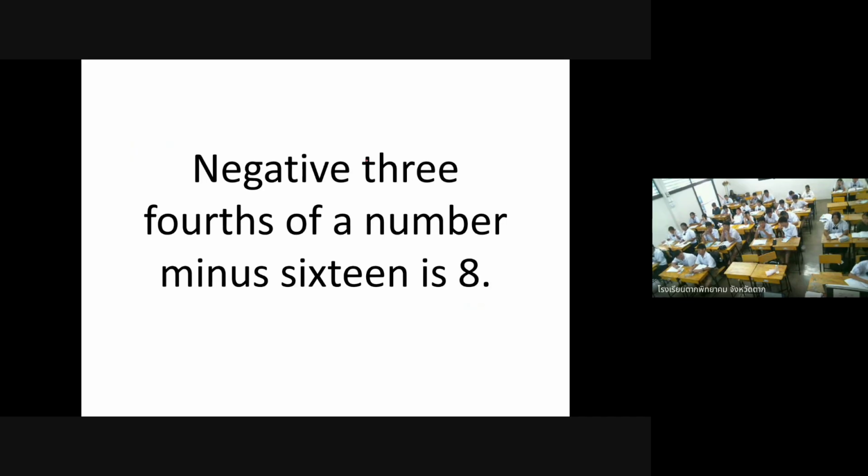Later you're going to answer. Okay. Negative 3/4 of a number minus 16 is 8. Try writing your answer on your notebook. Try it. What do you think is the answer? Write your answer. Try it. Negative 3/4 of a number minus 16 is 8.